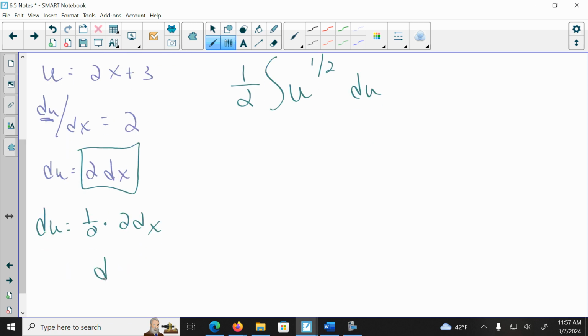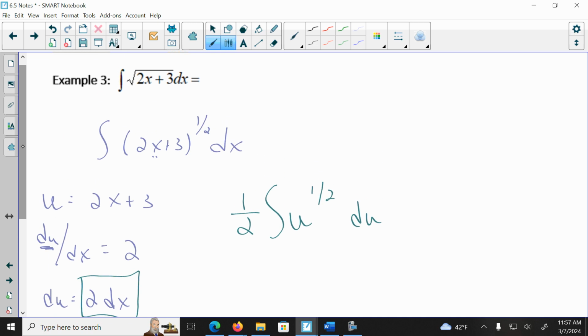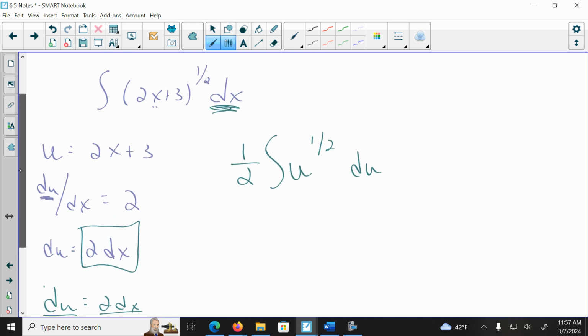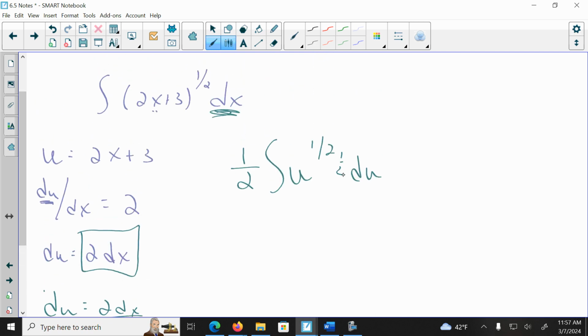How about if we do this? Maybe I like this better. Maybe this will make more sense to you. So du is equal to 2dx. I have that dx up there, right? So I'm going to have to divide both sides by 2 to get that dx. And so I'm going to have 1/2 times du. Does that make more sense? So instead of writing the 1/2 here, I just put it out in front. So this 1/2 is just riding along for the ride.